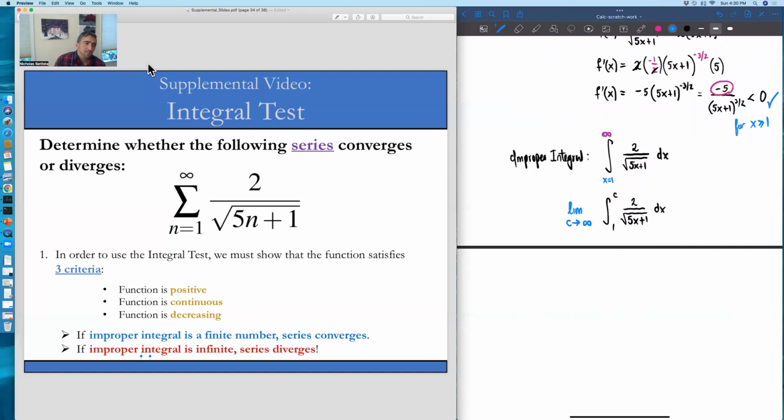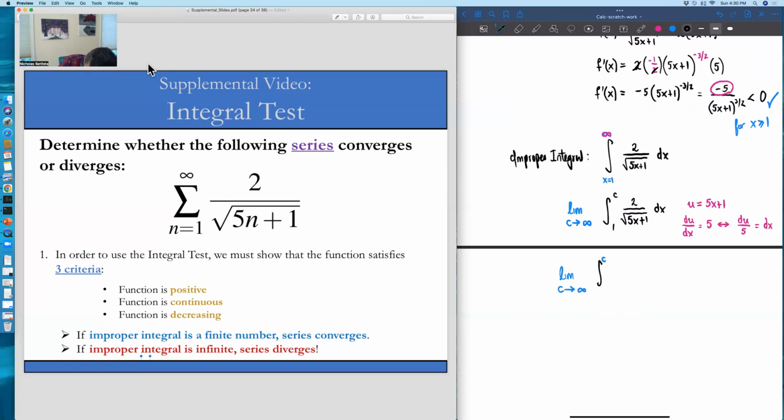So from here, we can ask ourselves, can we integrate this with a u sub, integration by parts, going through our laundry list of different integration techniques? And well, for this problem, we can actually get away with a u substitution. If we let u equal 5x plus 1, we get du dx is equal to 5, which tells us that du over 5 is equal to dx. So we can substitute all of these quantities into our integral. Again, leaving that limit as c goes to infinity out in front.